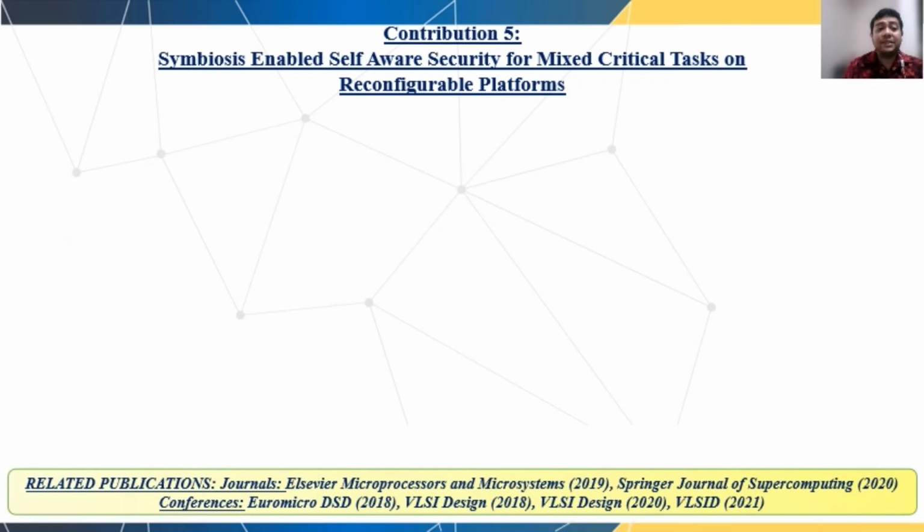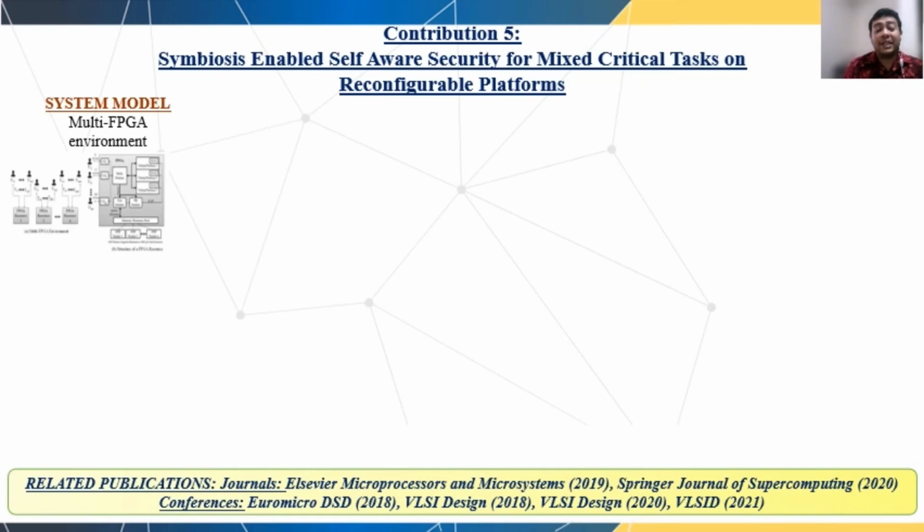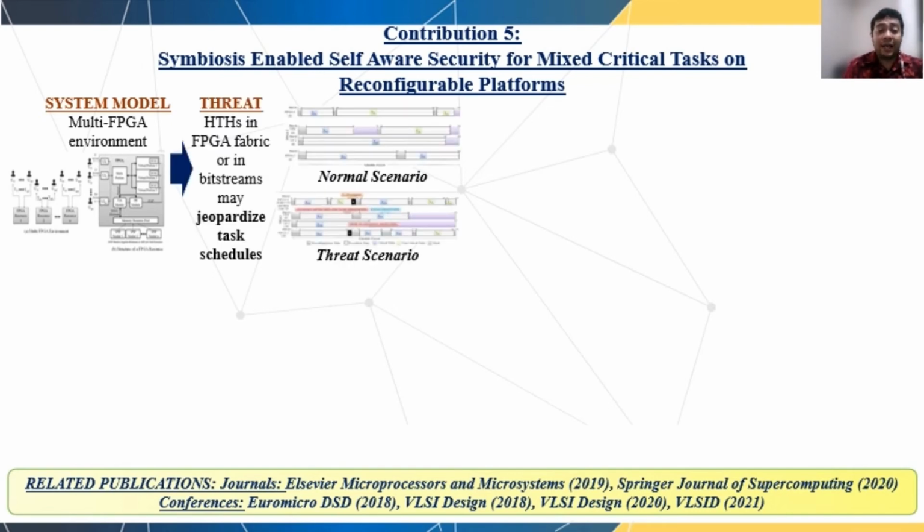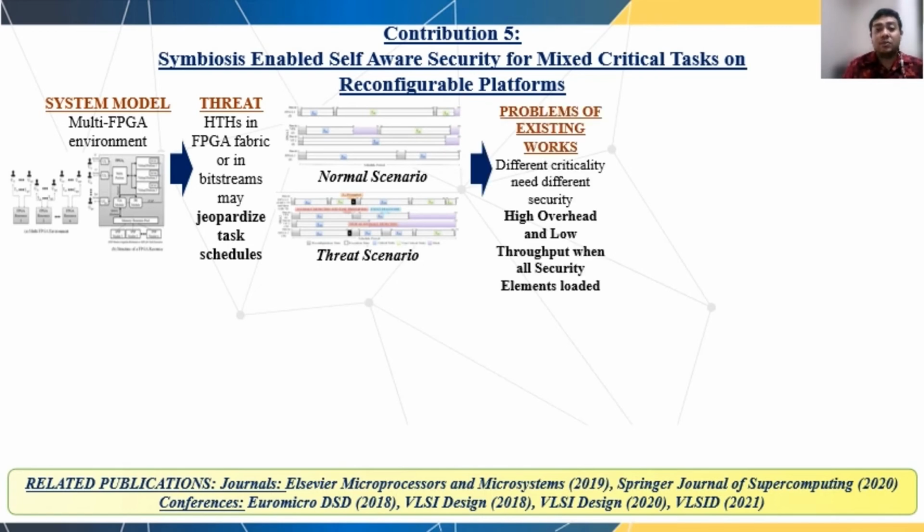So our fifth contribution lies in generating a symbiosis-enabled self-aware security mechanism for the execution of mission-critical tasks on reconfigurable hardware platforms. Over here we have a multi-FPGA environment, and each FPGA is associated with executing several critical tasks which may either be high critical or low critical, and these tasks are executed in the form of several task schedules. The threat is that hardware Trojan horses may be present in either the FPGA fabric or in the bitstreams associated with the task executions, and this may jeopardize the task schedules. The existing works do not focus on this multi-criticality aspect, and also induce high overhead and low throughput when all the security elements are loaded in a single environment.